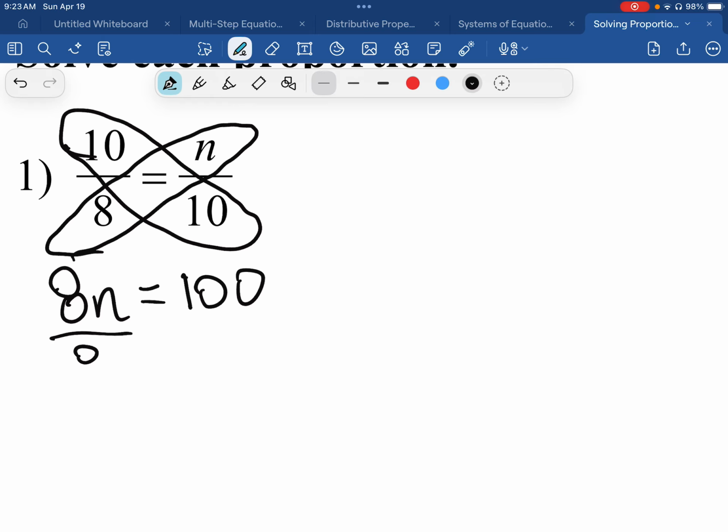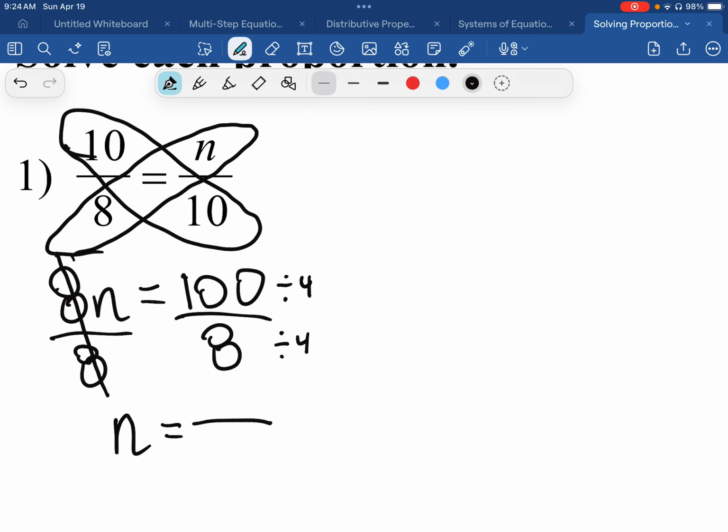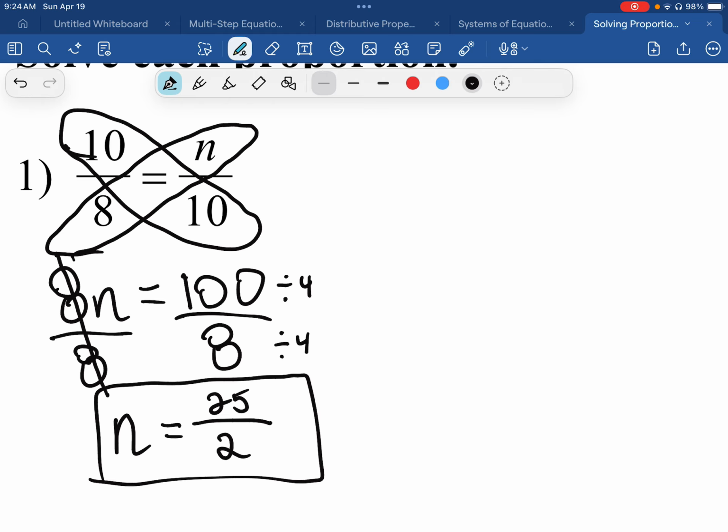Now this looks like a more familiar equation that we can go about solving. We can divide both sides by 8. Right now the n is being multiplied by 8, so we'll divide by 8 to undo it, allowing the 8's to cross out on one side, leaving us with just the n on the left side. And now we have to simplify our fraction. I noticed that 100 can be divided by 4, and 8 can also be divided by 4. So we'll divide both the top and the bottom by 4 to simplify the fraction. So that would be 25 over 2. N equals 25 over 2.